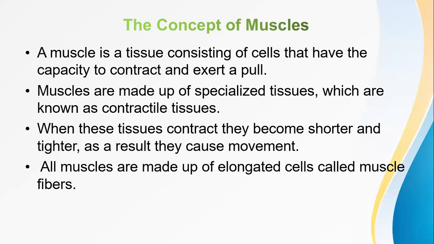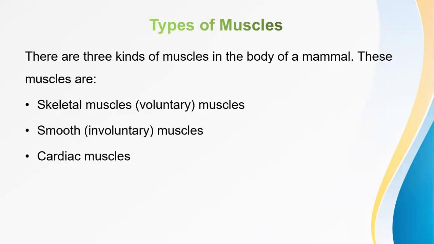Now, all muscles are made up of elongated cells called muscle fibers. Now let's see the various types of muscles. There are three kinds of muscles in the body of a mammal. These muscles are as follows. The first one is the skeletal muscles, also known as the voluntary muscles. The second one is the smooth muscles, also known as the involuntary muscles. And the third one is the cardiac muscle. We'll start with the skeletal muscles, then we'll discuss the smooth and the cardiac muscles.